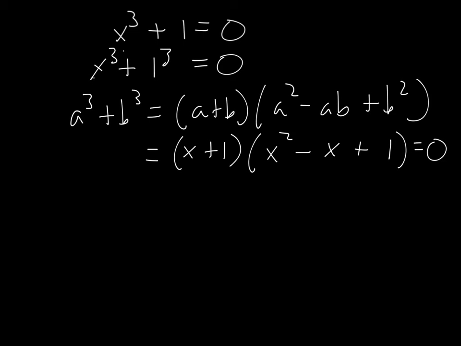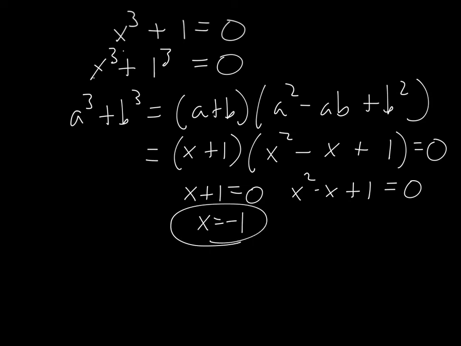We're not done. Remember, this is an equation we're trying to solve. So it's going to be now x plus 1 equals 0, and x squared minus x plus 1 equals 0. This is an easy answer here. There's one answer right there. The other one's not so easy.